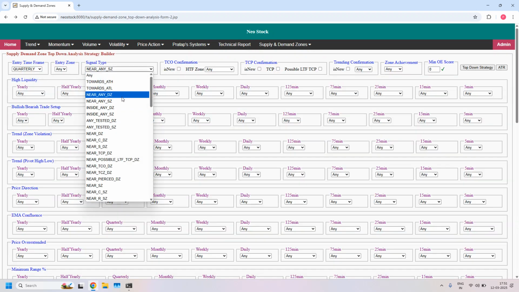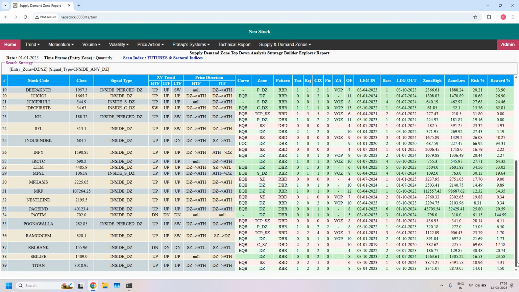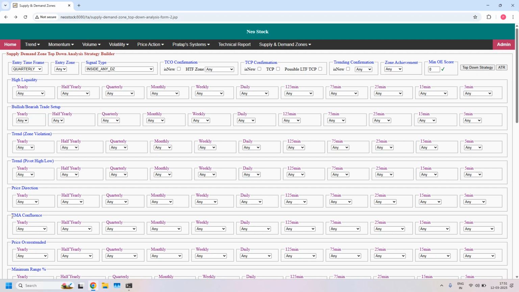Next, price closed inside the quarterly demand zone, first 23 stocks in the list. Scrolling the list down. So total 39 stocks we got. From this list we can further filter based on the quarterly demand zone having quarterly EMA Confluence. I am going back to the EMA Confluence filter at quarterly time frame.